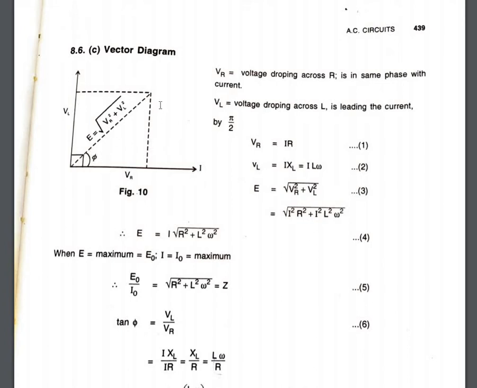Tan phi is equal to opposite side divided by adjacent side. So that is VL divided by VR. So from this expression also, tan phi is equal to L omega divided by R, because VL is equal to current into the inductive reactance, and VR is equal to current into resistance. So I into XL divided by I into R. So XL divided by R. What is inductive reactance? That is L omega. So this is L omega by R.